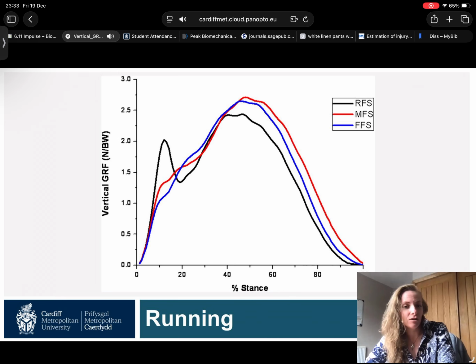So there will be deviation in vertical ground reaction force just simply by how an individual hits the ground with their foot, but this is something that you can monitor, and this is something that you may be looking at from an asymmetry point of view. Are the left and right doing similar things?